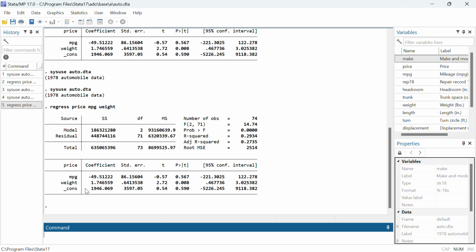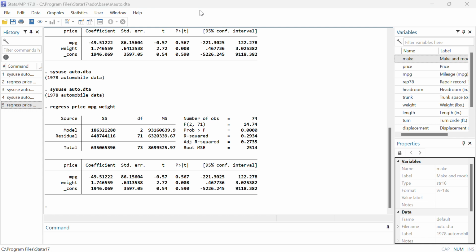Now, reporting the result of our data. When a sample of 74 cars was used in the analysis, the result showed that there was a statistically significant relationship between weight and price, having a t of 2.72 and probability of 0.008, but there was not a statistically significant relationship between MPG and price, having a t of negative 0.57 and a probability of 0.576. So after that, you will be ready with your result.